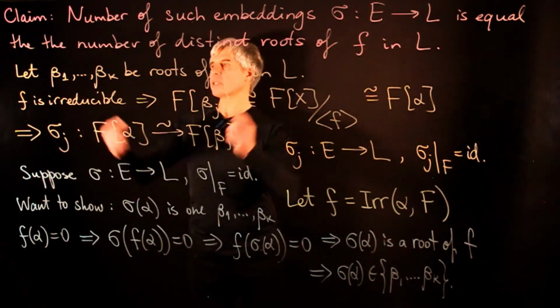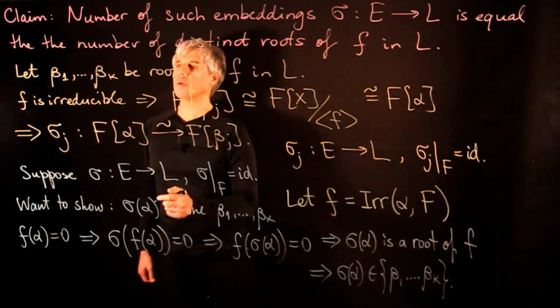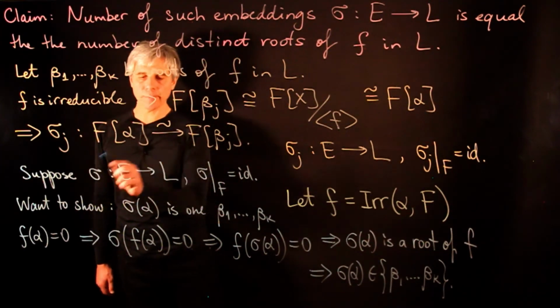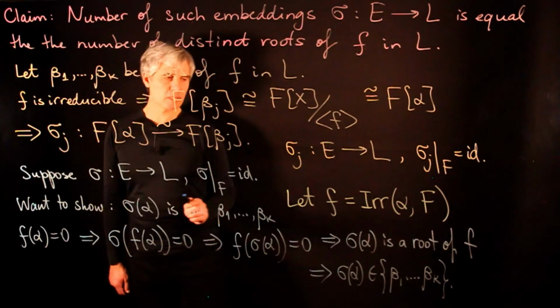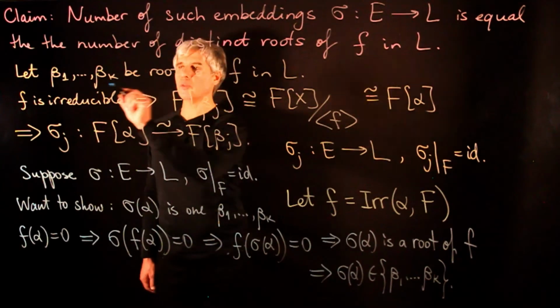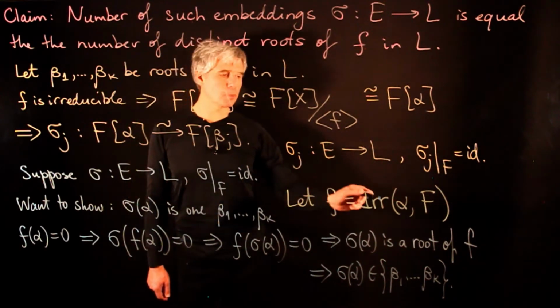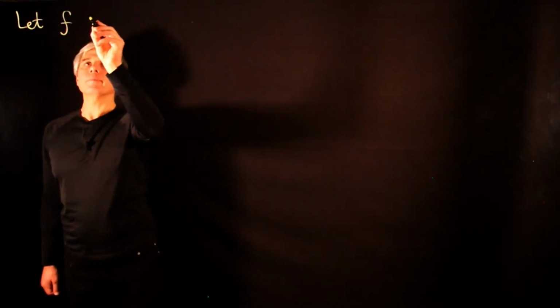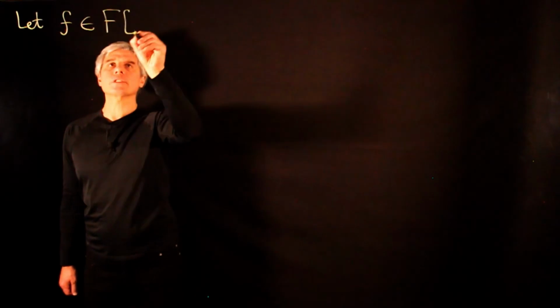With this proposition, we are getting closer to Galois theory. Now we have learned how to count the number of embeddings of this kind. And we saw that the number of such embeddings is given by the number of roots of the irreducible polynomial that defines this extension. Let f be a polynomial with coefficients in the field F.